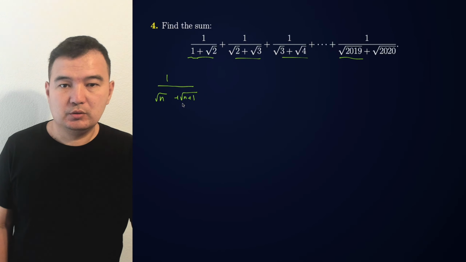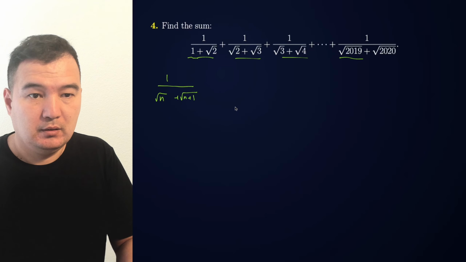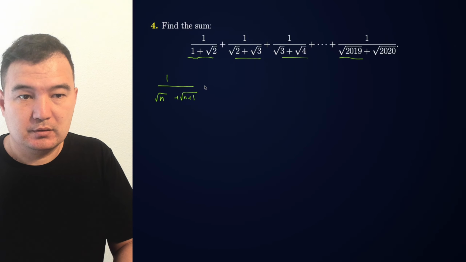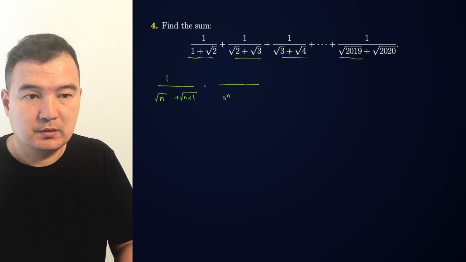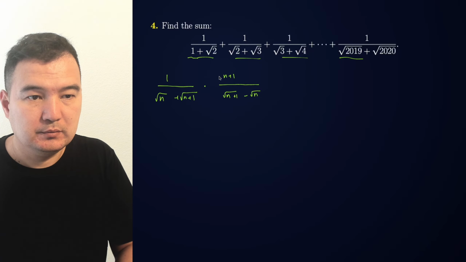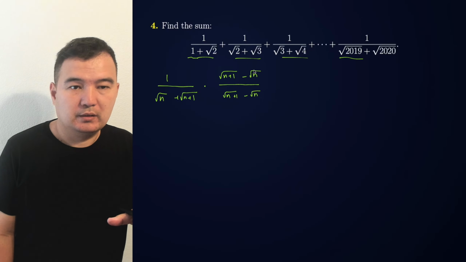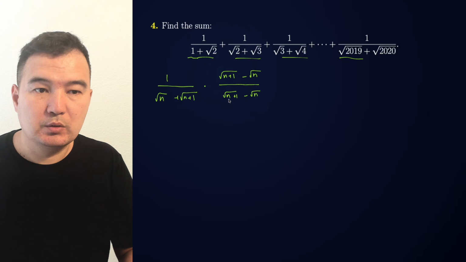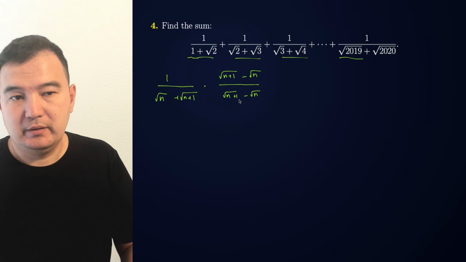So what should one do when they see this kind of problem? Rationalizing the denominators. What you should do is multiply it by square root of n plus 1 minus square root of n. Multiplying by the conjugate. I'm multiplying by square root of n plus 1 minus square root of n because the square root of n plus 1 is greater.